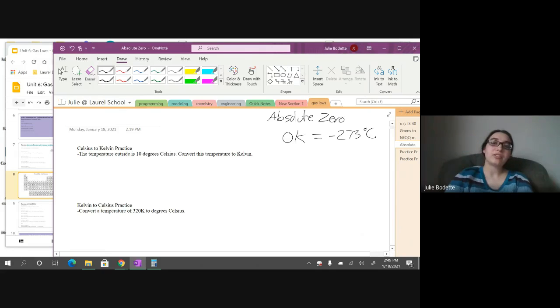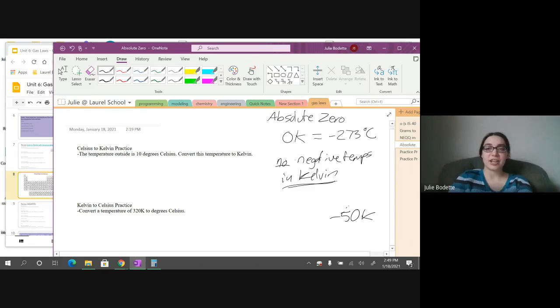And the other thing that we know is there are no negative temperatures in Kelvin. Right? So that's a quick sanity check. If you're solving for the temperature in Kelvin, you're like, oh, it's negative 50 Kelvin or something. Like, that's definitely wrong. There are no negative temperatures in Kelvin because the absolute coldest temperature is 0 Kelvin. You can't go any colder.